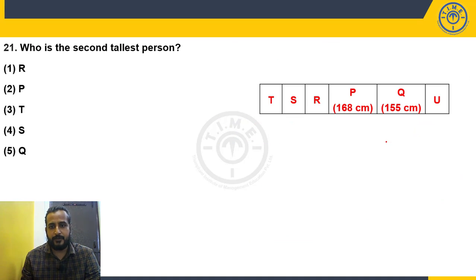Who is the second tallest person? Yes. Choice 4.